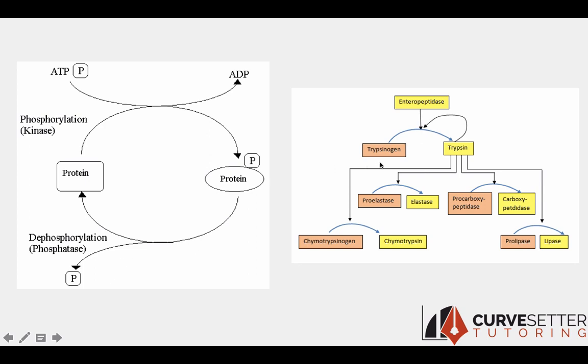So here's an example of digestive enzymes, and it's sort of a chain of activation from zymogen to active form. So often the transition from a zymogen to the active enzyme requires another enzyme. So you see enteropeptidase is the enzyme here that turns trypsinogen, the zymogen, into trypsin. Then trypsin acts to convert all 4 of these zymogens into their active form.